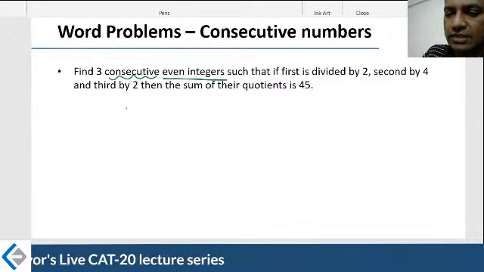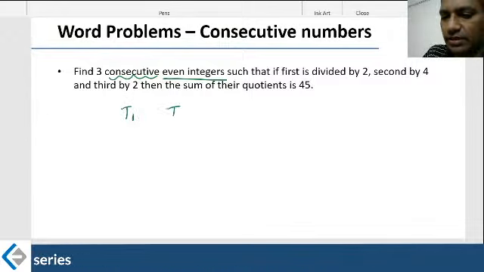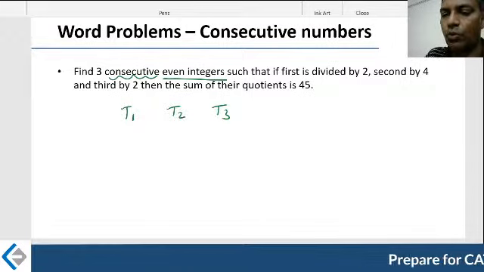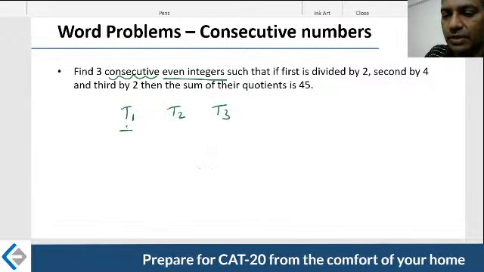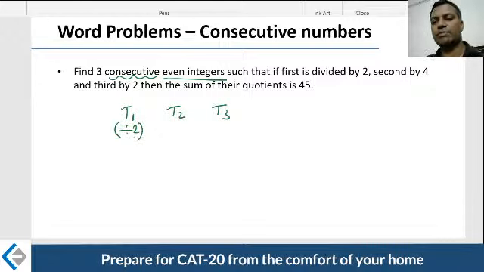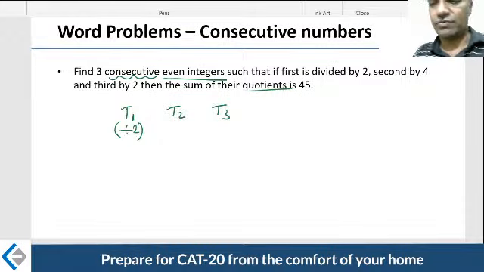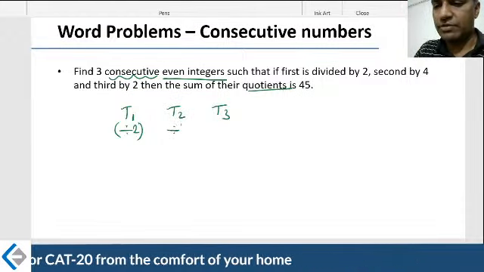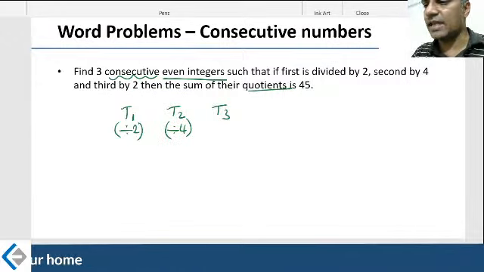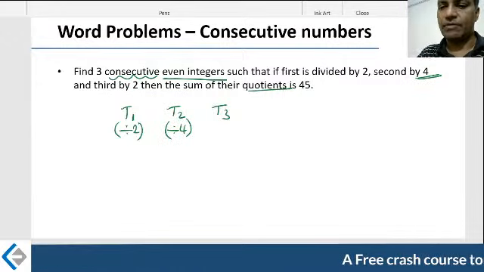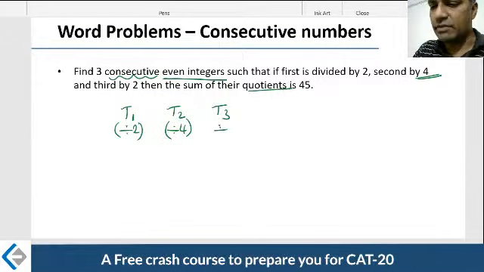See, there are three consecutive numbers: a first number, a second number, and a third number. The action is that the first number is divided by 2, which means it should be divisible by 2, because he's adding the quotients and saying that the sum is 45. The second one must be divisible by 4, because he said the second is divided by 4. What about the third? The third is divided by 2 again.